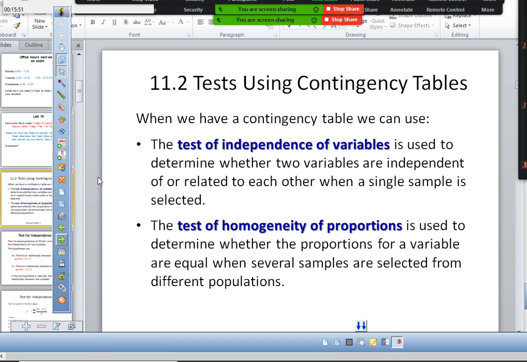Okay. All right, so let's talk about 11.2. Chris, can you go ahead and read for us?